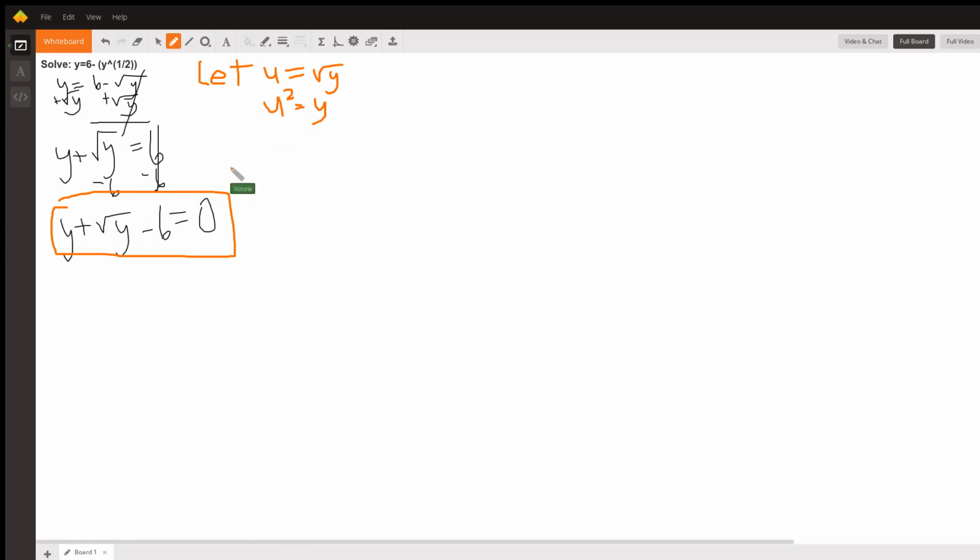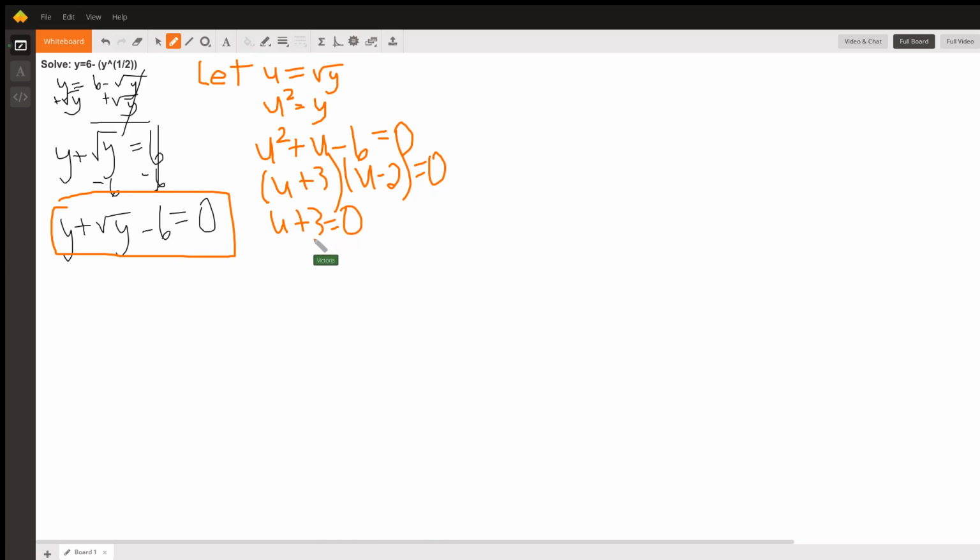We'll replace y with u squared. We're going to replace the square root of y with plus u. And then the minus 6 stays the same. And you know how to factor this. This is u plus 3 and u minus 2, which means that u plus 3 is 0, or that u equals negative 3, or u minus 2 equals 0, which makes u equal 2.